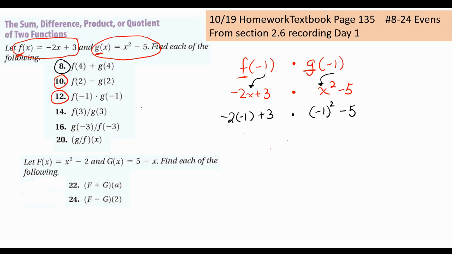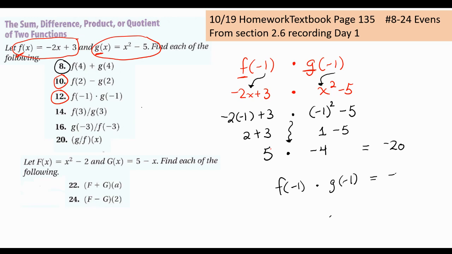So -2 times -1 is +2 plus 3 is 5. I'm going to multiply that because this symbol comes down. And this is where parentheses come in handy. This is -1 times -1, which is +1 minus 5. That would be a -4. And 5 times -4 is -20. So the f function at -1 multiplied by the g function at -1, the final answer would be -20.